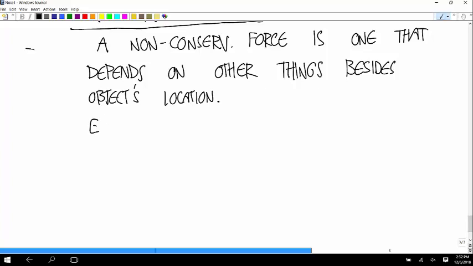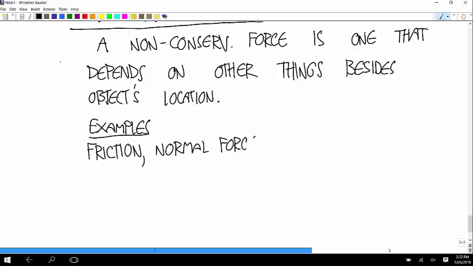Some examples. Well, in this class, it's easy to know whether you have conservative or non-conservative because anything that's not a weight force or a spring force is non-conservative. The ones I gave are friction, normal force, and most types of forces are non-conservative. Normally, we don't like non-conservative forces because it's hard to calculate work for them.